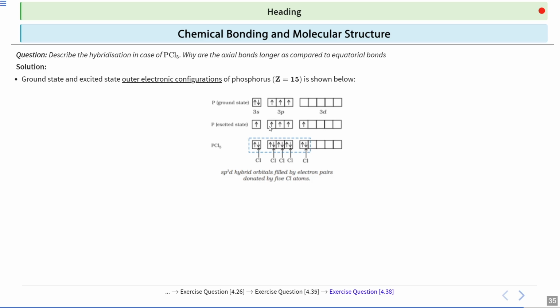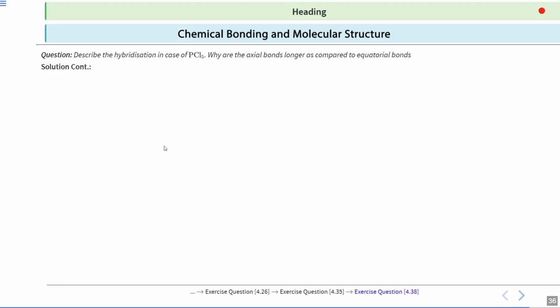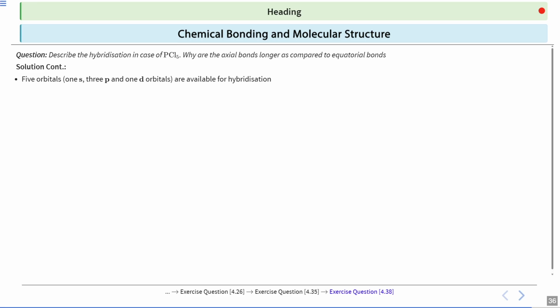In this case, there is excitation. The 3s electrons are unpaired and one electron jumps onto the 3d. Now sp3d will be the hybridization. Therefore, a chlorine atom will donate its electron and overlap with the sp3d hybrid orbital, and that will result in pairing up of the electrons of the excited phosphorus atom. Here there are 5 orbitals: 1 of s, 3 of p, and 1 of d, which are available for hybridization, and that will give you a hybridization of sp3d.